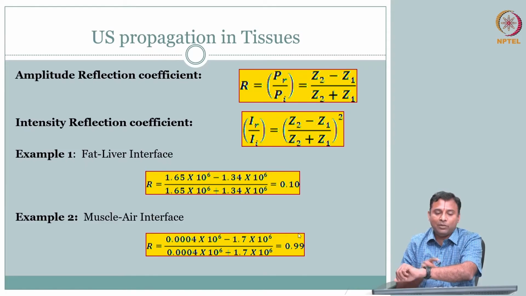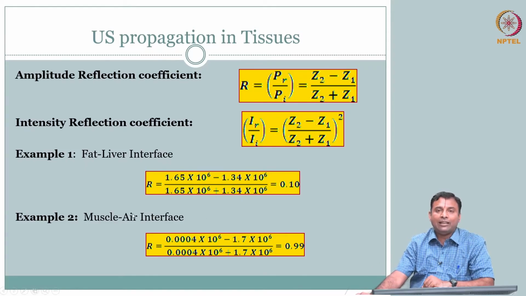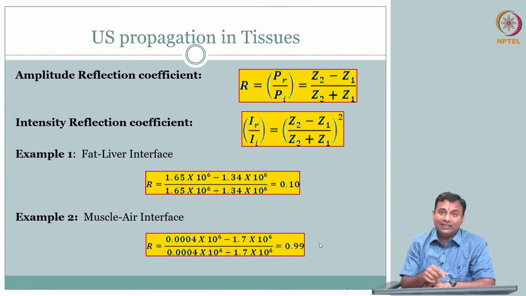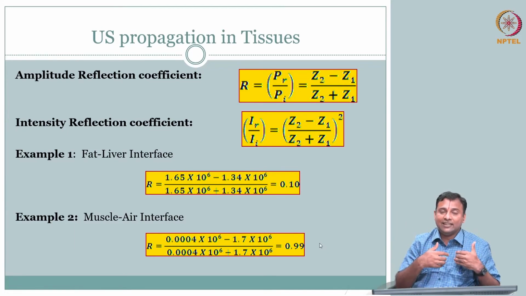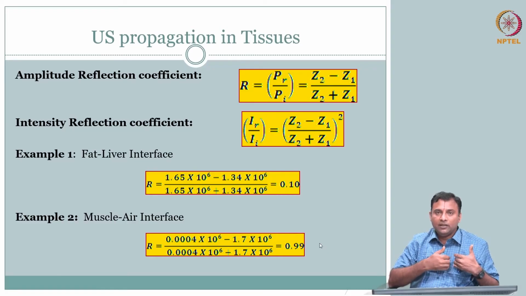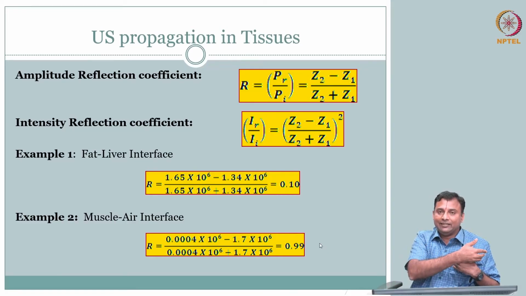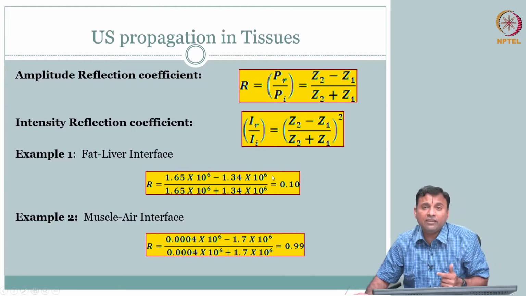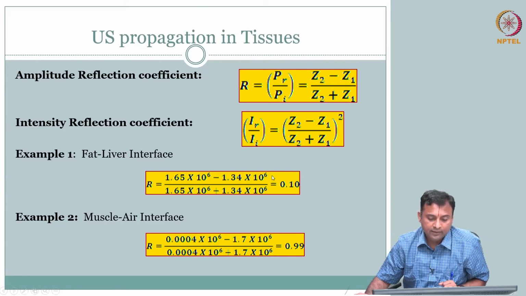If you have air in between, you will have an air muscle interface and you will not be able to penetrate inside the body. This is the reason when you go towards the lungs, when you go towards the lung, inside is air, outside is some other soft tissue. So you are not able to penetrate the lung. So this is a very practical constraint that you will encounter.